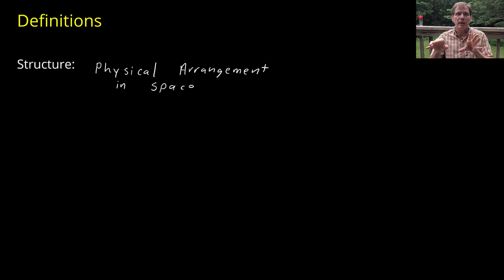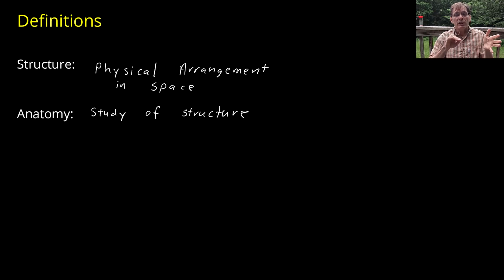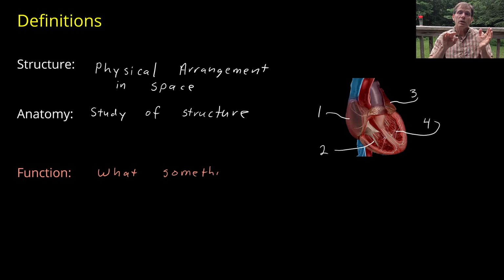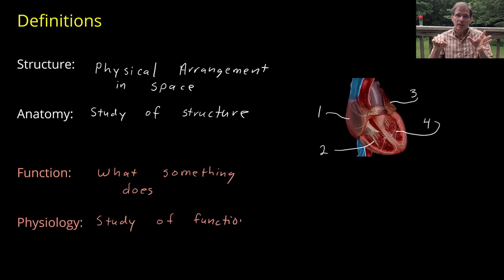When I say the word structure, I'm talking about the physical arrangement of something in space. Anatomy is the study of structure. If I want to look at the anatomy of the human heart, I see 4 chambers surrounded by muscle tissue. Function is talking about what something does. Physiology is the study of function.